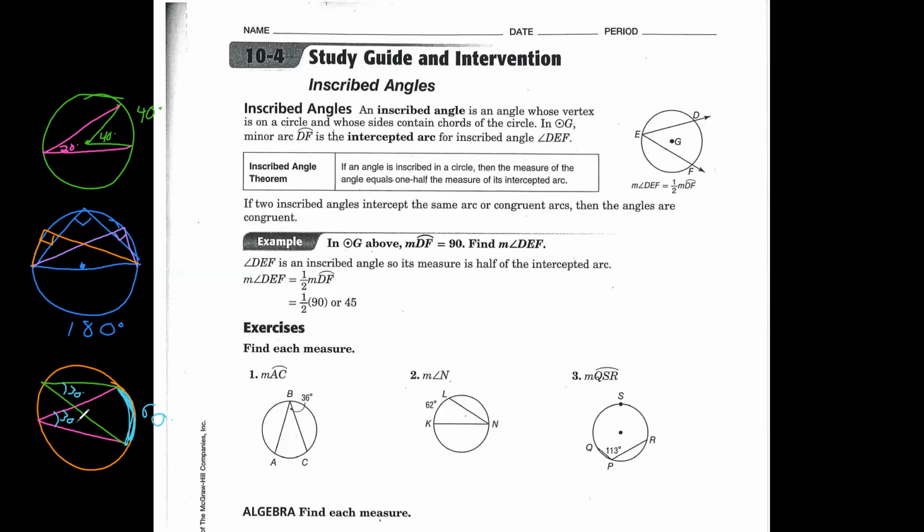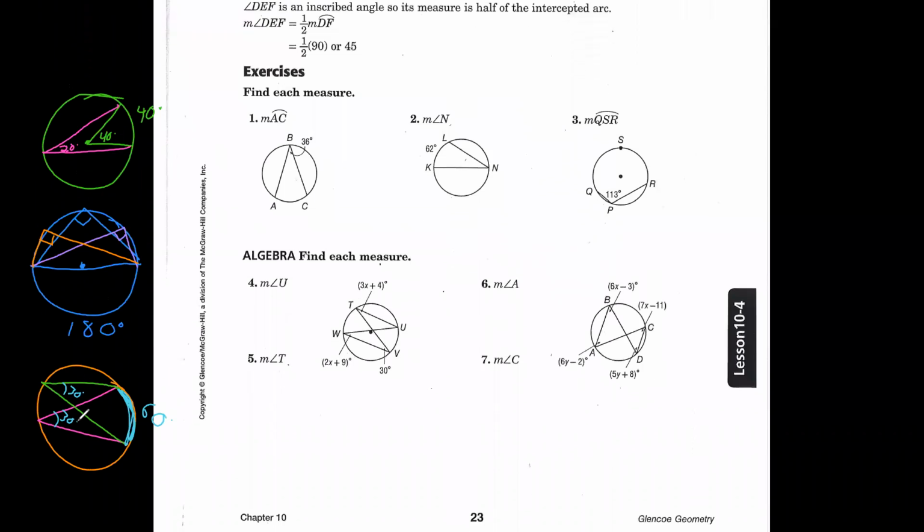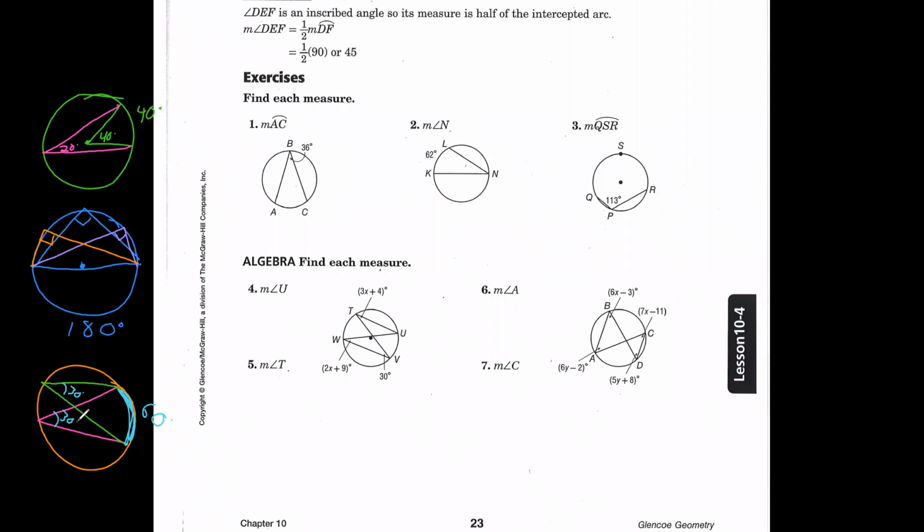Now, I'm going to leave those up here. Let me roll this up. So let's take a look at these examples down at the bottom. On number 1 there, this time they gave us the angle and they're asking us for the arc. So they want this arc here. Well, compared to the angle, that arc should be what? Double, right? So the arc is double, the angle is half.